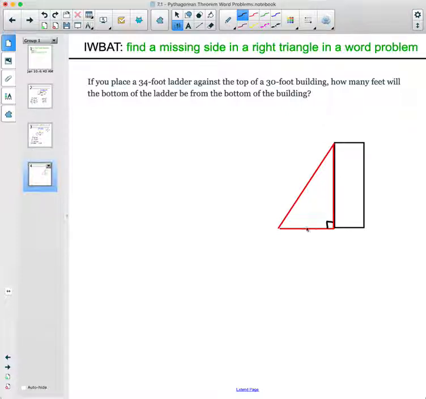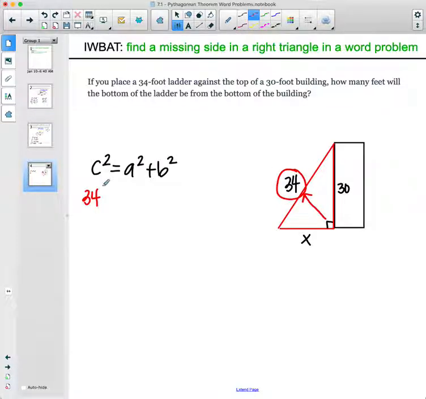Remember that the building and the ground will be perpendicular. The ladder is the part that's leaning, or this slanted segment. So this is 34. The height of the building, or the vertical length here, is 30. And then we're looking for how far this ladder is from the bottom of the building. So c squared equals a squared plus b squared again, since we have a right triangle. The hypotenuse, or the c value, is straight across from the 90, so in this case 34. So we have 34 squared equals, plug in your legs here. It doesn't matter the order, so x squared plus 30 squared.